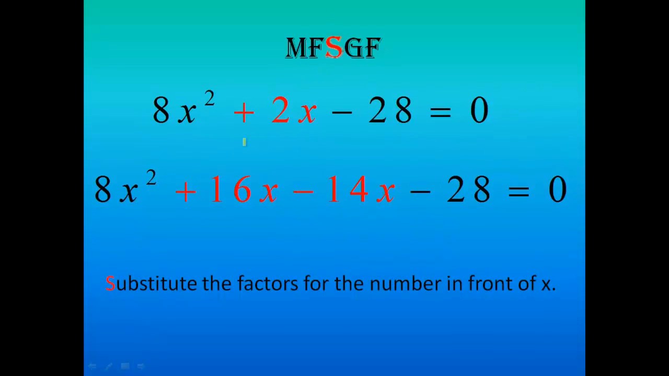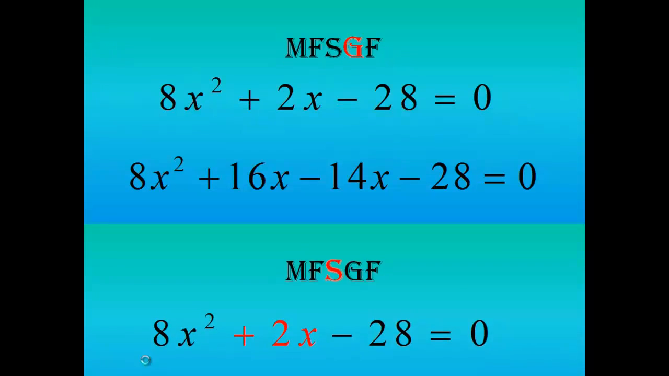Multiply, factor. Now I'm substituting for this 2x, a 16x, and a negative 14x. Again, order of those does not matter. You'll get the same solution whichever path you take. So now I've substituted. Now I'm going to group some terms.